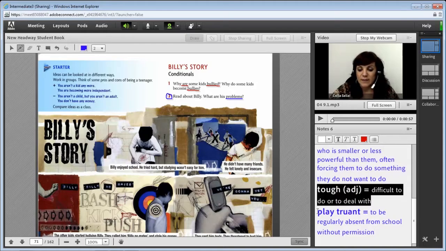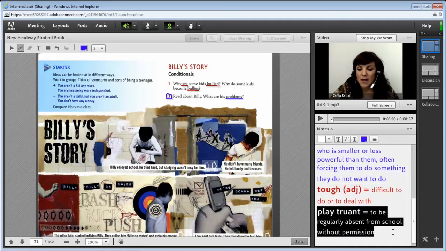Play truant. When you play truant, you are regularly absent from school without permission. This is when you tell your parents in the morning that you're going to school, and in fact you're not actually going to school. Maybe you are meeting your friends, you're having fun, or maybe you're just afraid of going to school because you are being bullied there. So there are many reasons why some students play truant. They are absent from school without permission.